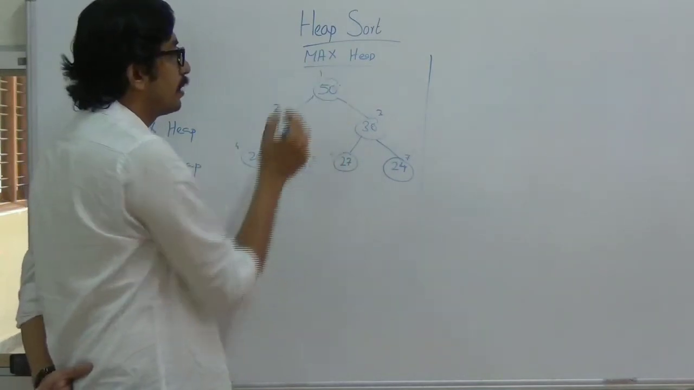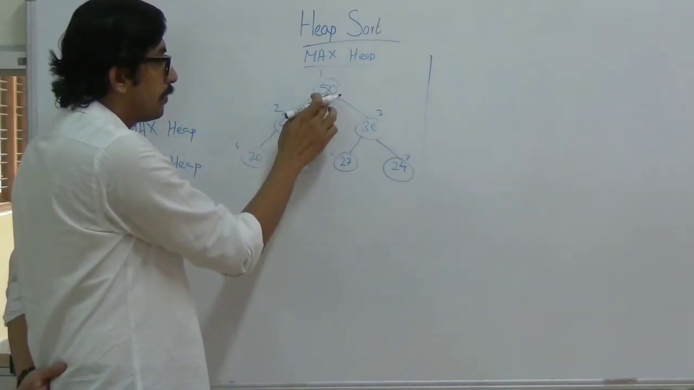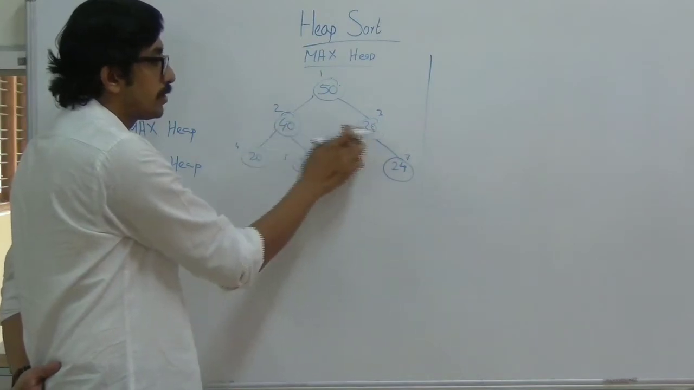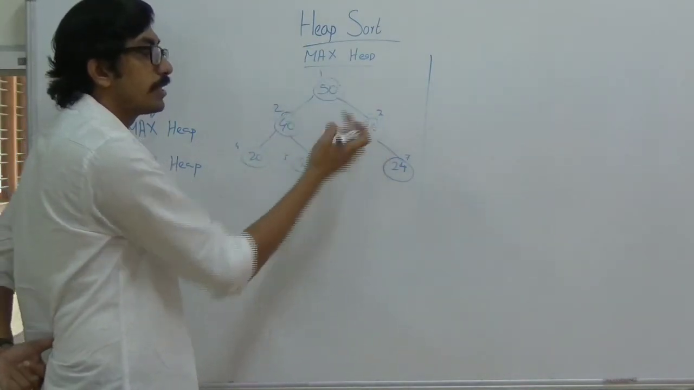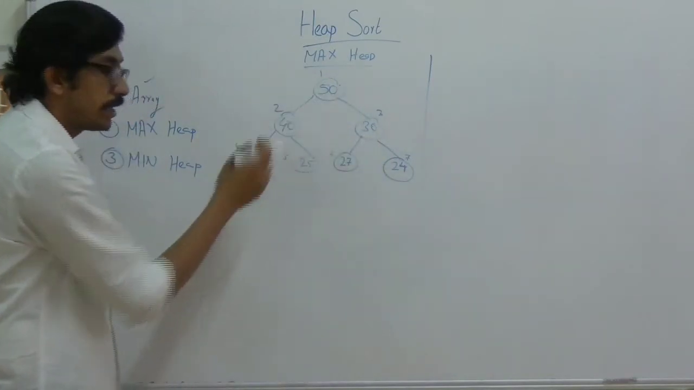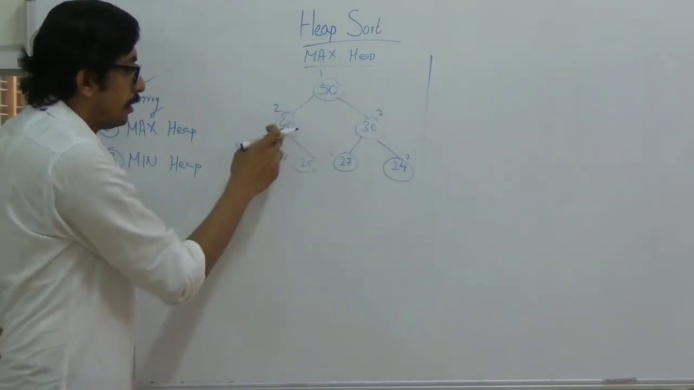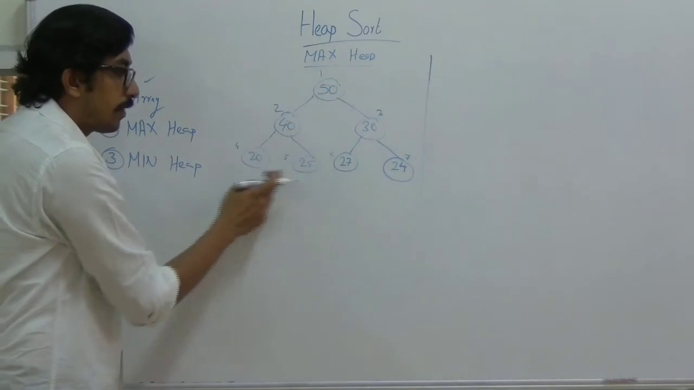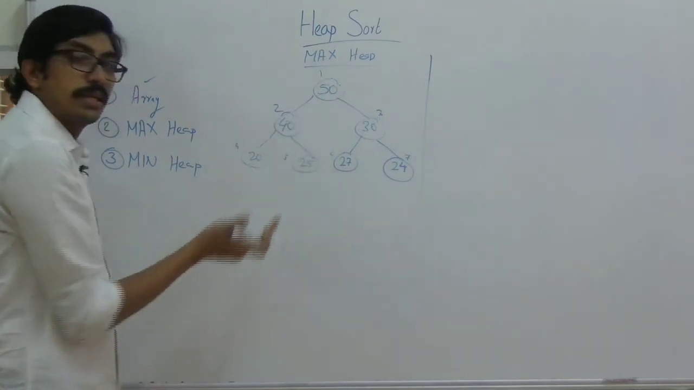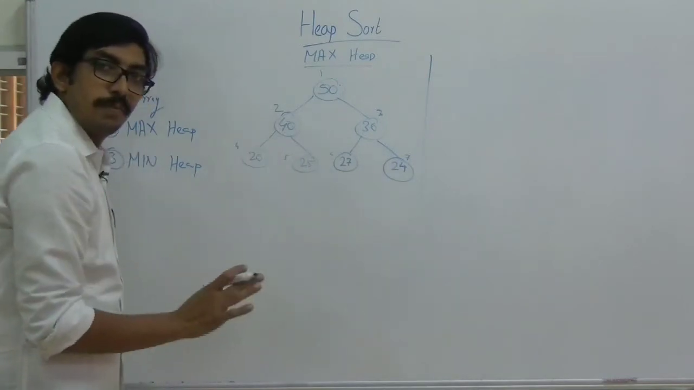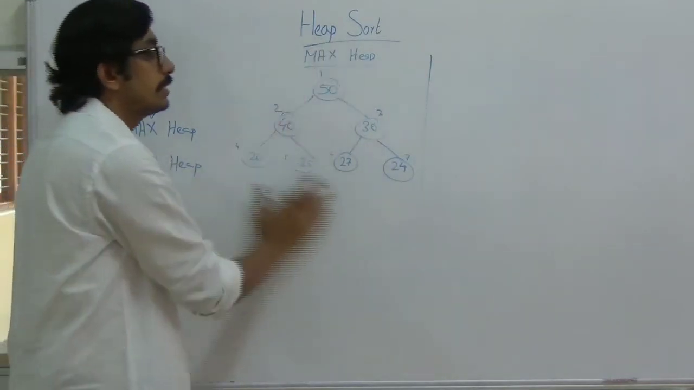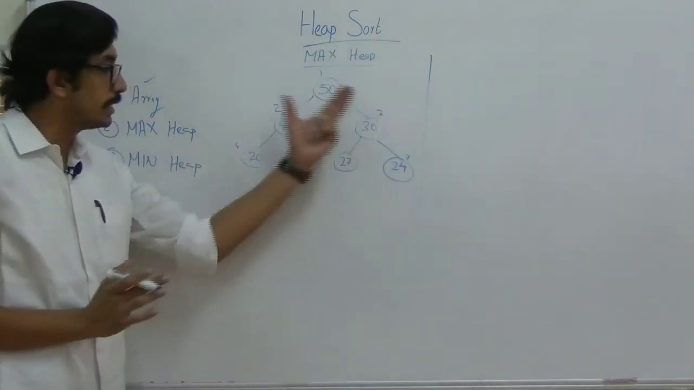So suppose if we take 50, you can see that the value is greater than its child nodes, 40 and 30. 50 is greater than 40 and 50 is greater than 30. Similarly, 40 is an internal node. If you check that, you can see the child nodes are having value 20 and 25, and 40 is greater than that. So for all the internal nodes, if this property is satisfied, we can say that it is a max heap. So this is a max heap.